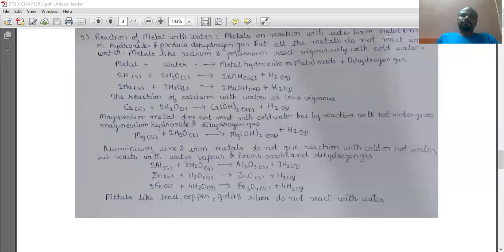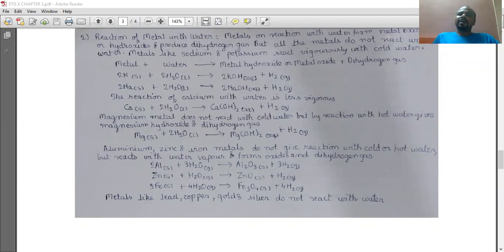Good morning, students. Moving on further, the reaction of metal with water. Metals on reaction with water form metal oxides or hydroxides and produce dihydrogen gas. But all the metals do not react with water.